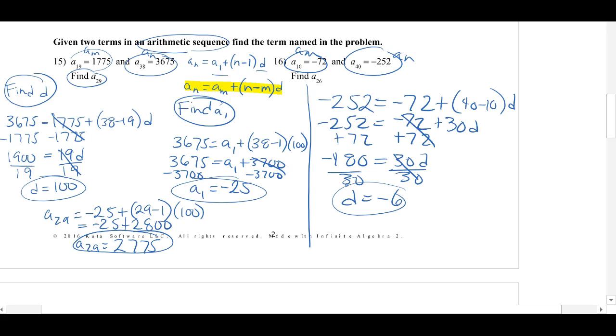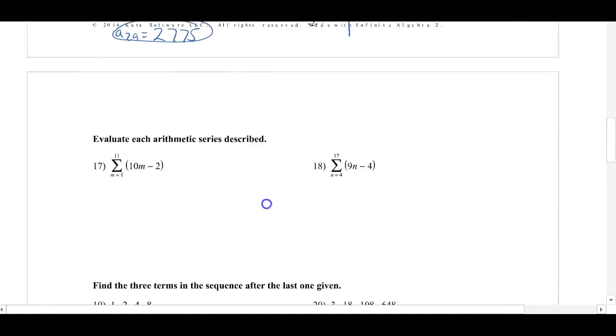And then we go ahead and plug that d back into the equation here, and then use one of the terms to find a1. Then plug a1 and d back into the formula, and that will give us the 26th term. So now let's go down here.